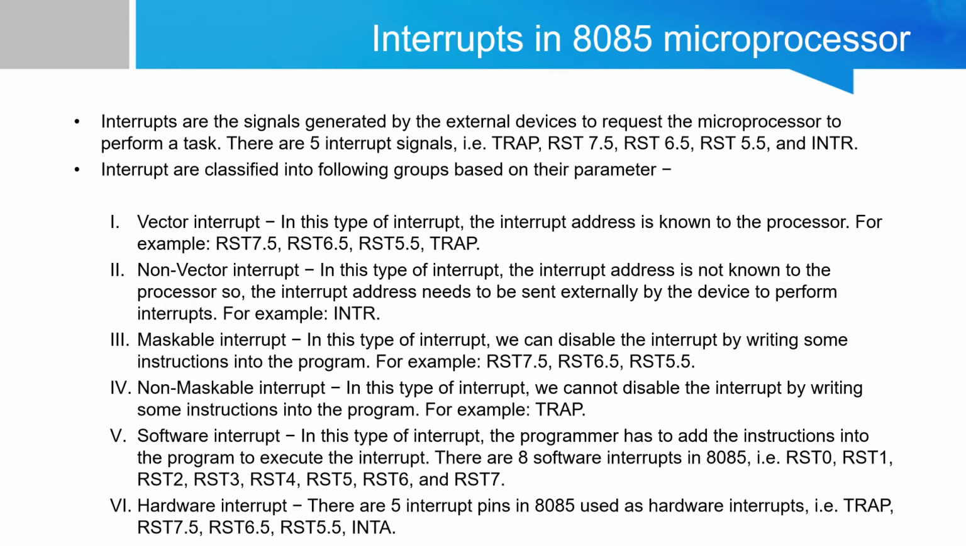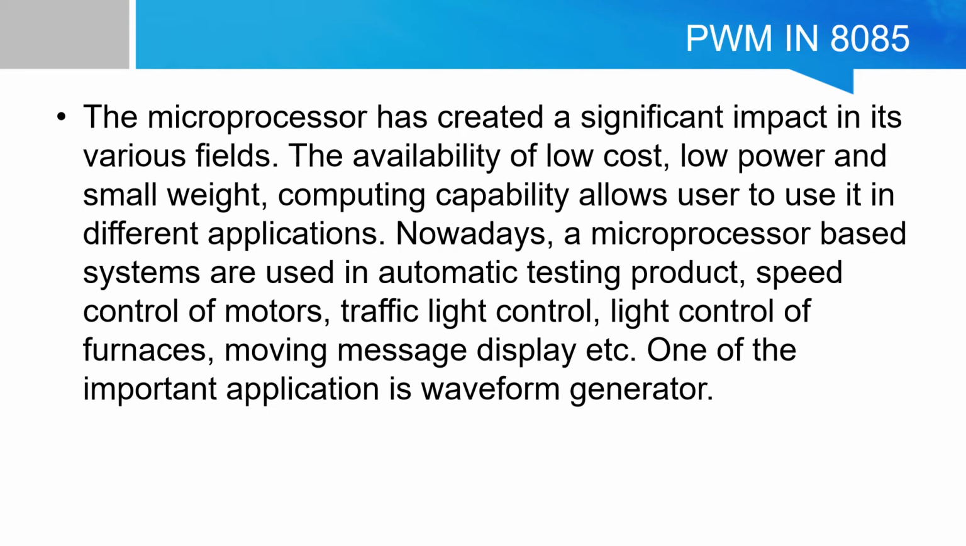And lastly, the hardware interrupt. There are 5 interrupt pins in the 8085 used as hardware interrupts, for example, TRAP, RST 7.5, RST 6.5, RST 5.5, and INTR. That's all for my part. Next, I will hand over to my partner.